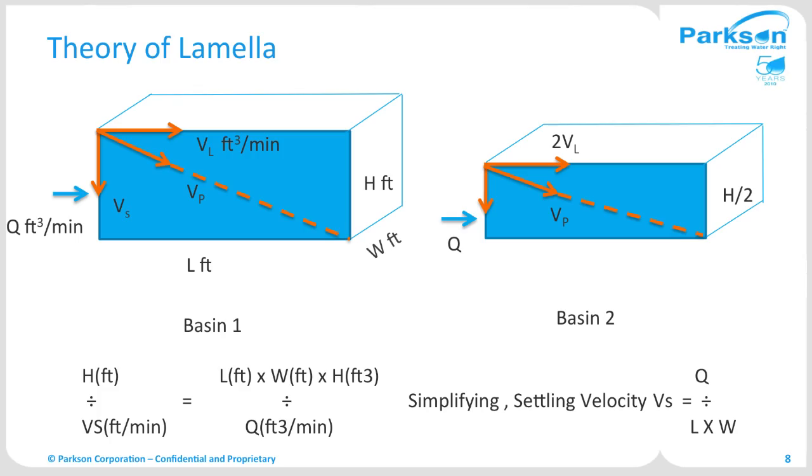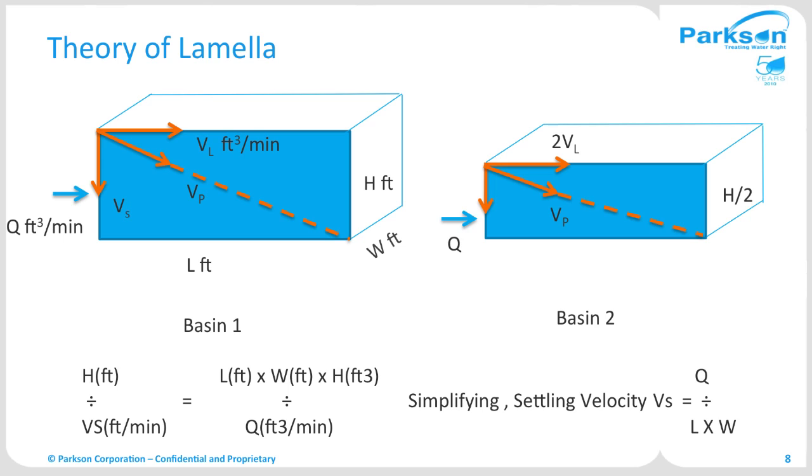So this trajectory has to take the particle from the top of the basin to the bottom of the basin before it actually exits from the far end of the basin. Then you can assume that the particle has been removed from the basin. So if the particle starts from the top of the basin and travels through the height h at velocity Vs, it has to hit the bottom of the basin in the same time the liquid is in the basin.